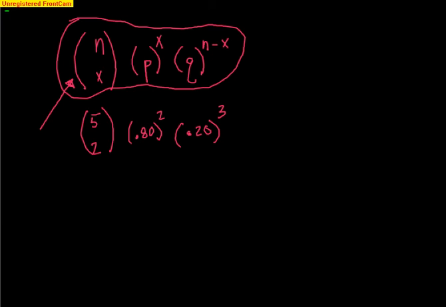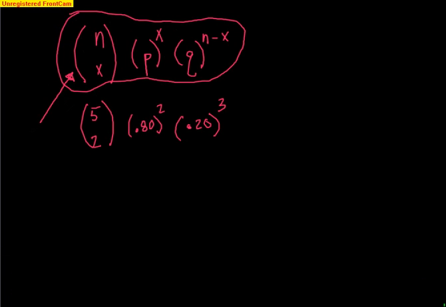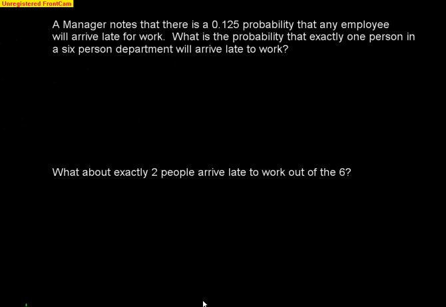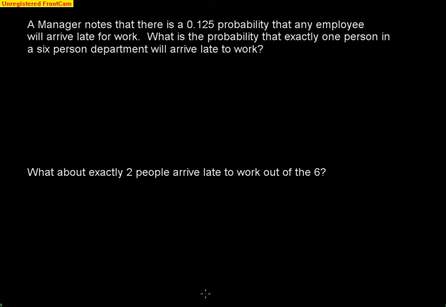Okay? All right, so now we're going to take a look at a couple examples that deal with binomial probability. Here we go. A manager notes that there is a 0.125 or 12.5% probability that any employee will arrive late for work. What is the probability that exactly one person in a 6-person department will arrive late to work?